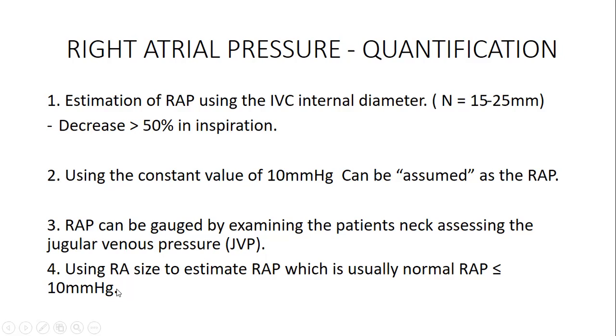And the fourth is using the RA size to estimate RAP, which is usually normal at less than 10 millimeters mercury. So this point, number 4, simply means that when you measure your RA size, that is when you do your dimensions, when they are within the normal limit, it simply means the pressures within the right atrium are below 10 or around 10 millimeters mercury.